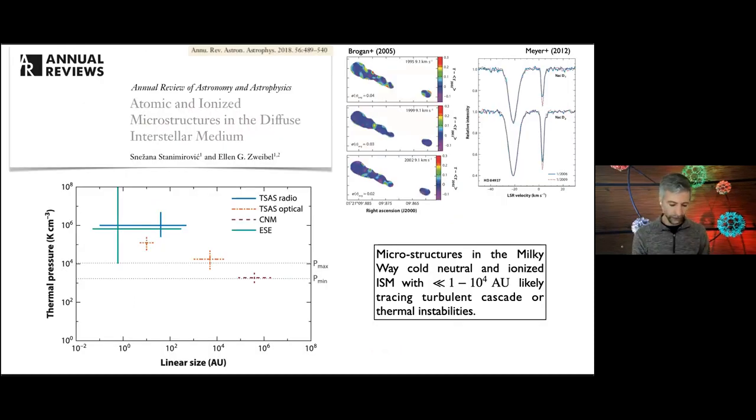Now, I should point out that there is a really nice review of microstructures in the diffuse interstellar medium of the Milky Way by Stanimirović and Zweibel that appeared in 2018. They're talking about size scales of not only sub-parsec, but sub-AU in some cases that we get sensitivity to. The TSAS is tiny scale atomic structure here. CNM stuff is the sodium I and other things that you would pick up in absorption. And then extreme scattering events come from usually studies of pulsars and such.